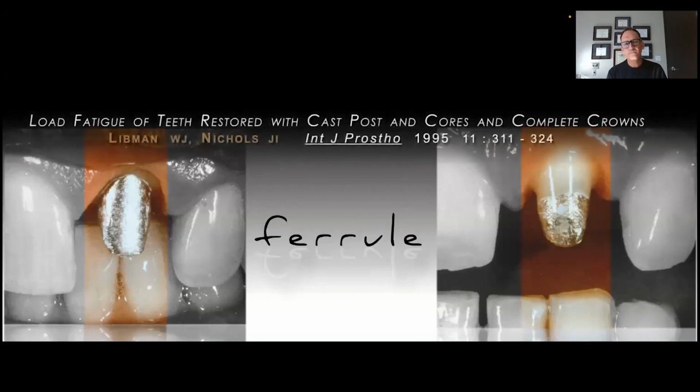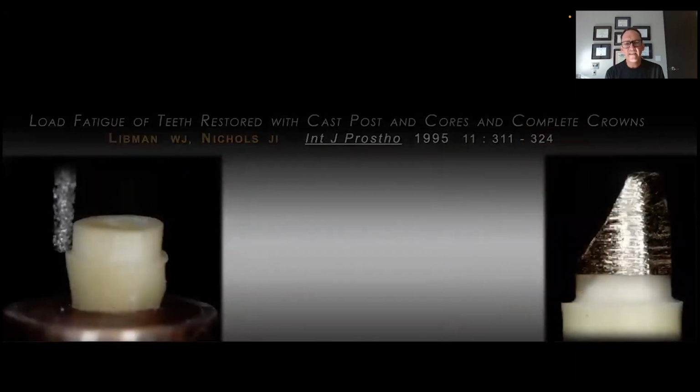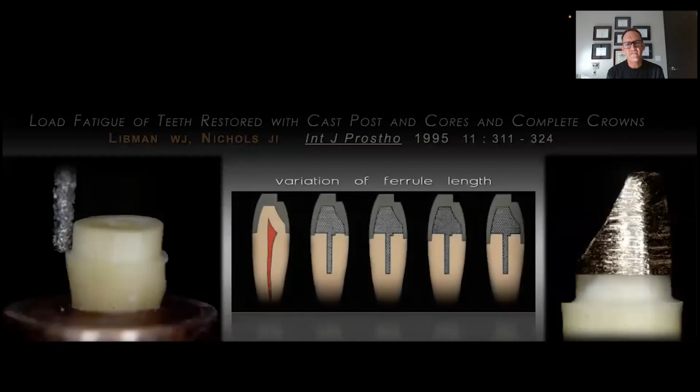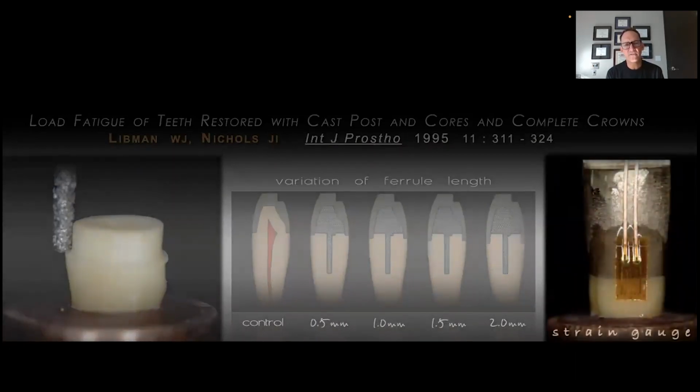How much ferrule? It was from this paper here by Libman. Warren Libman was a faculty member of mine when I was in my graduate program, okay? What he did as part of his master's thesis is he took teeth and he varied the amount of ferrule. So 0.5 millimeter, 1, 1.5, 2. He did post cores and he did crowns. And then he's going to fatigue these samples.